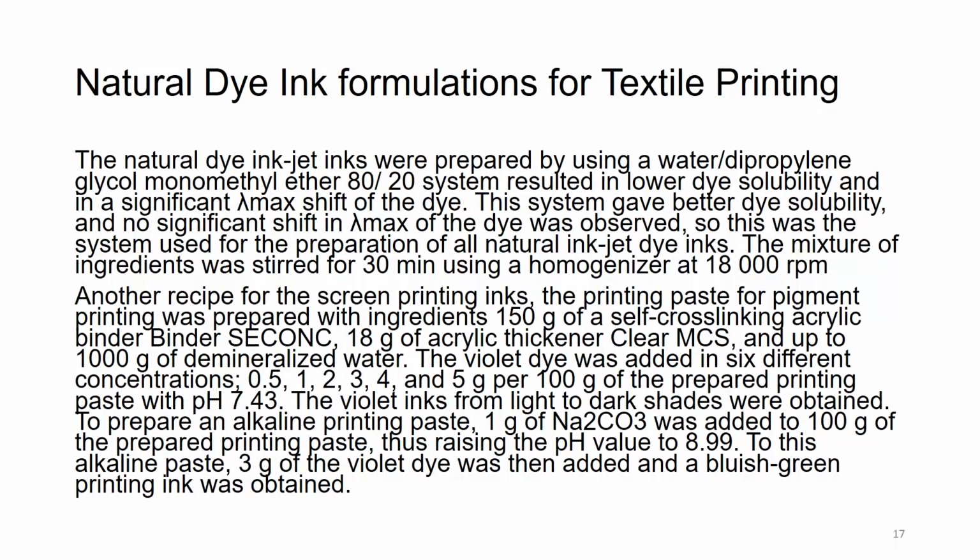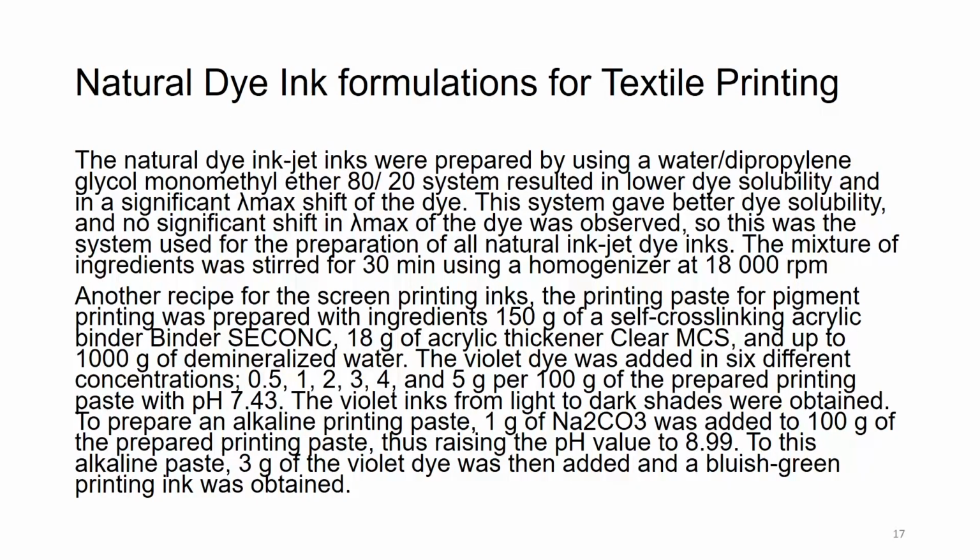Natural dye ink formulation for textile printing. Natural dye inkjet inks were prepared using a water and dipropylene glycol monomethyl ether system in the ratio of 80:20. The other system resulted in low dye solubility and a significant lambda max shift of the dye. This system gave better dye solubility with no significant change in lambda max of the dye, and that was what was observed.